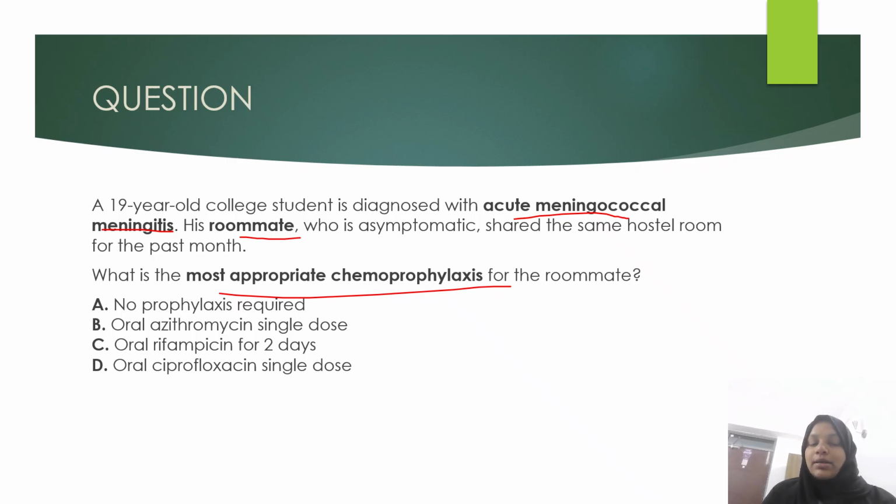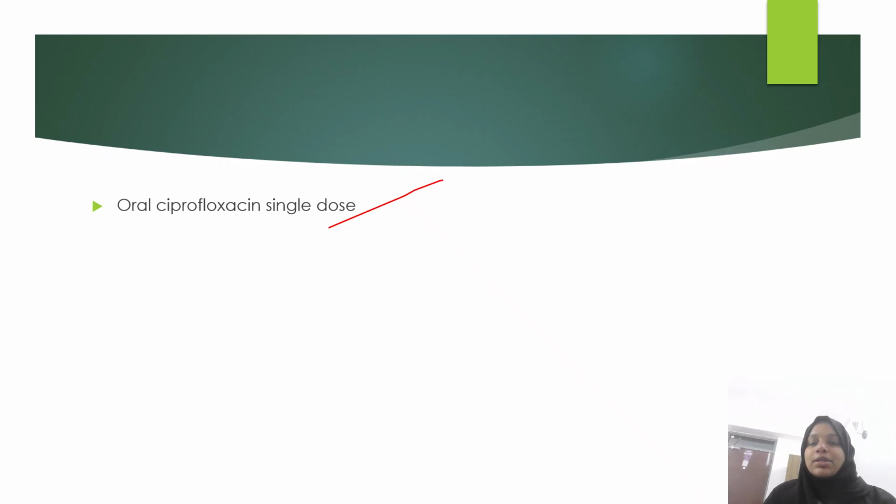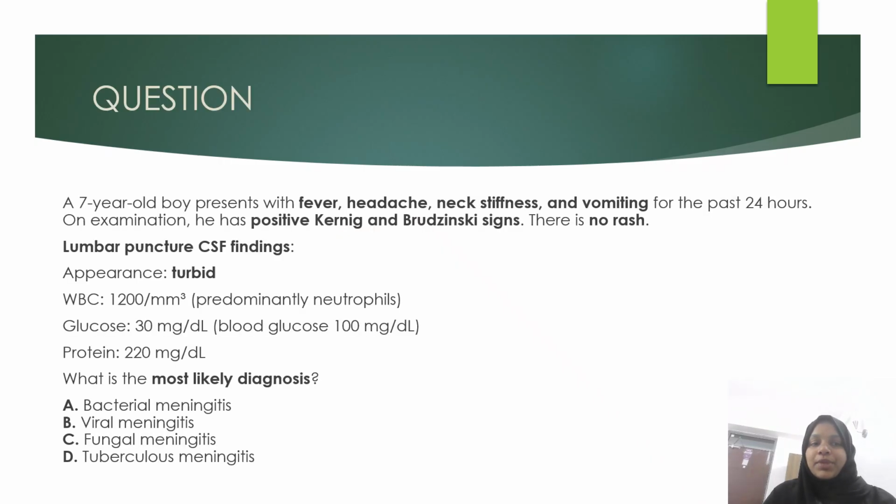So in an adult or adolescent patient with close contact to a meningococcal meningitis case, you need prophylaxis. The question is which one. You can give rifampicin also, you can give ciplox also. And ciplox is a single dose. So that becomes a more reliable choice because of the compliance and all. Okay. So it is oral ciplox single dose.